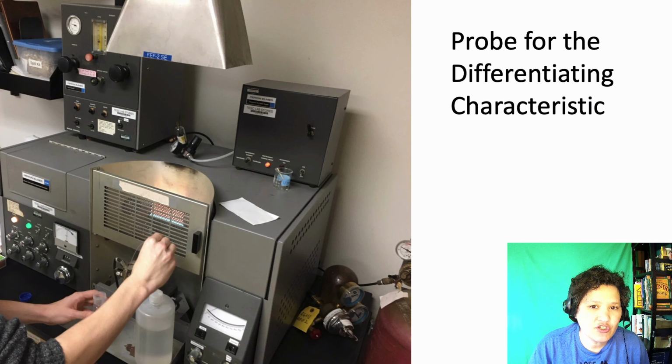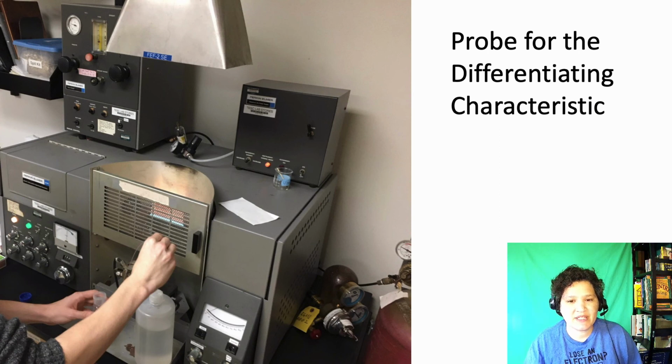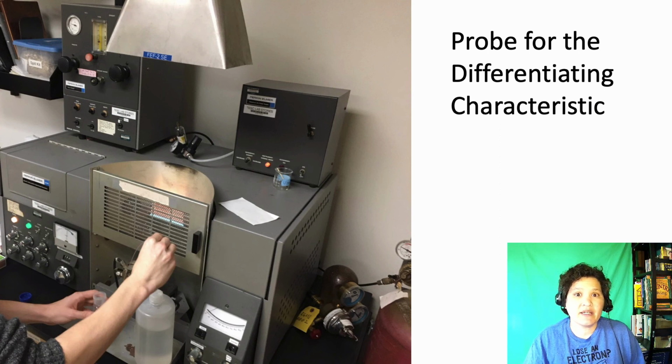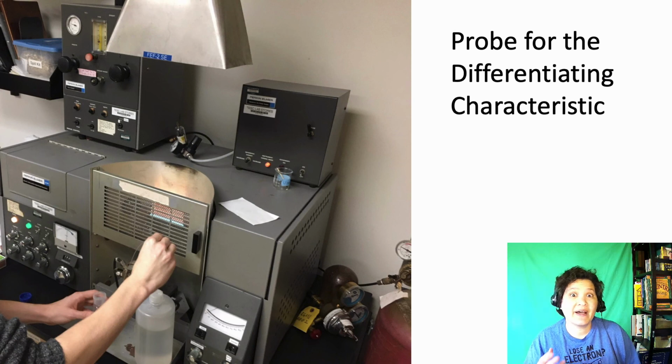If we want to use that differentiating characteristic of emitting in specific wavelengths as a tool for identifying metal cations, then we need to come up with a probe for looking at that differentiating characteristic. Now remember, this characteristic only occurs when you excite something to higher energy levels, and so we need something that's going to excite it to higher energy levels. And that's going to be our probe.